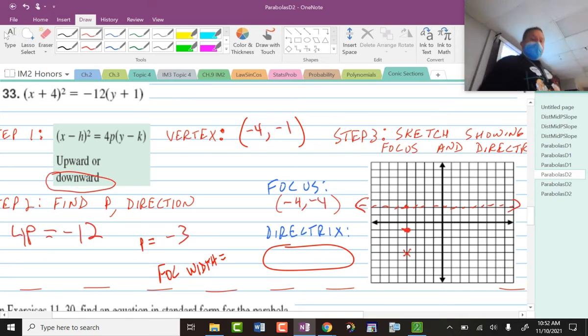All right, and then the directrix is a horizontal line. So that is y equals 2. All right, 2 up, y equals 2. If you don't put y equals, you're gone. I'm just taking that full point off.